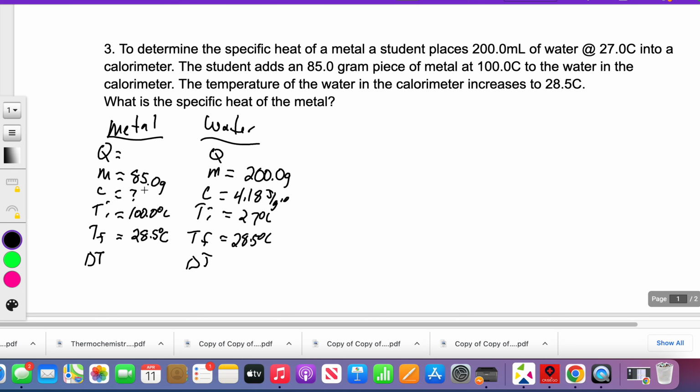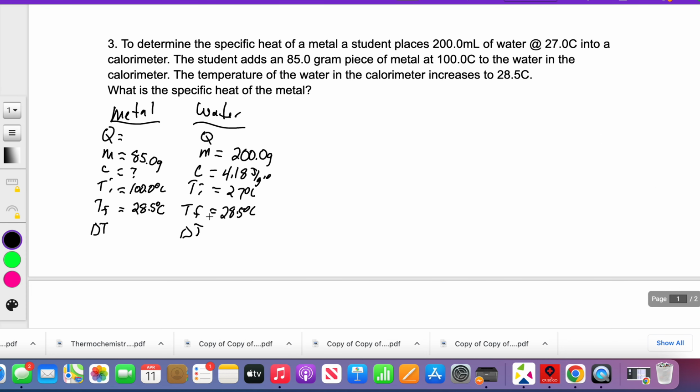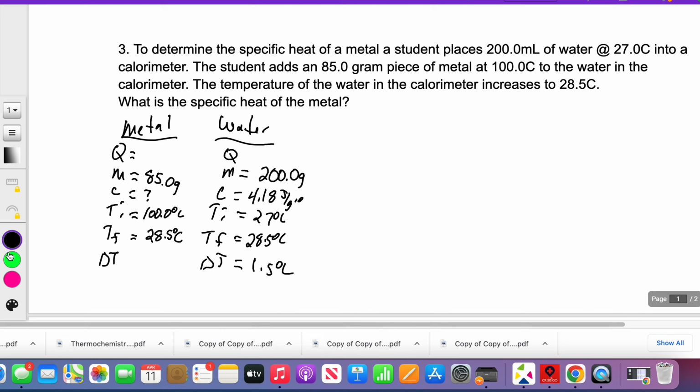Okay, so I'm going to calculate the change in temperature. 28.5 subtract 27.0 equals 1.5 degrees Celsius. And then for the metal, I'd probably use a calculator, which is what I'm doing right now. So I'm going to take 28.5, subtract 100, and I get negative 71.5. So the change in temperature of the metal is negative 71.5 degrees Celsius.